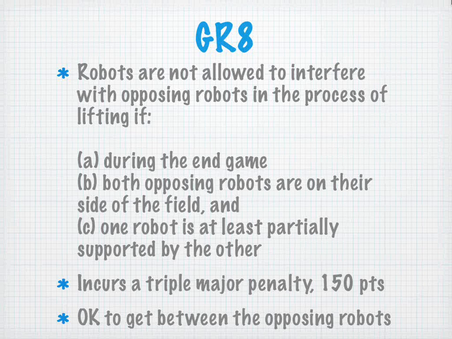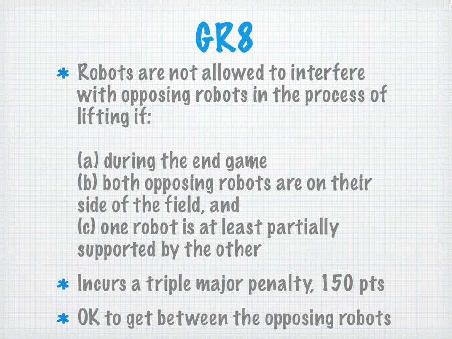And then the last condition is that the lifting is started, that one robot is at least partially supported by the other. So for example, if we have a red robot that has some sort of a ramp that it drops down, and then the other robot drives up onto that ramp, and they lift the ramp up, as soon as that other red robot has moved a wheel onto that ramp so that part of that robot is supported by the lifting robot, now they have protection. And it is gigantically illegal to then touch or in any way interfere with those two robots. So that's a triple major penalty, 150 points.